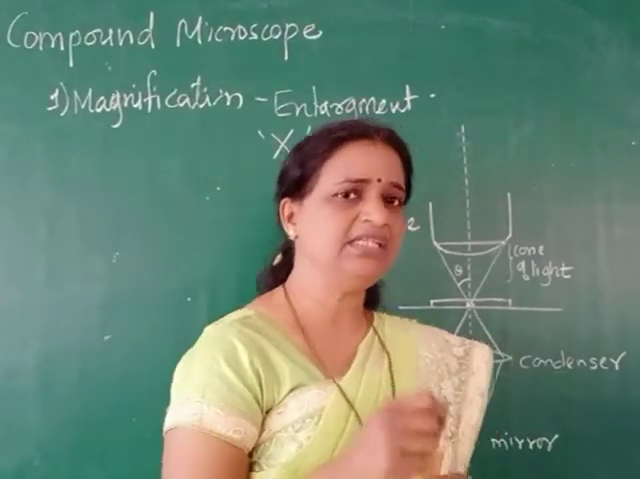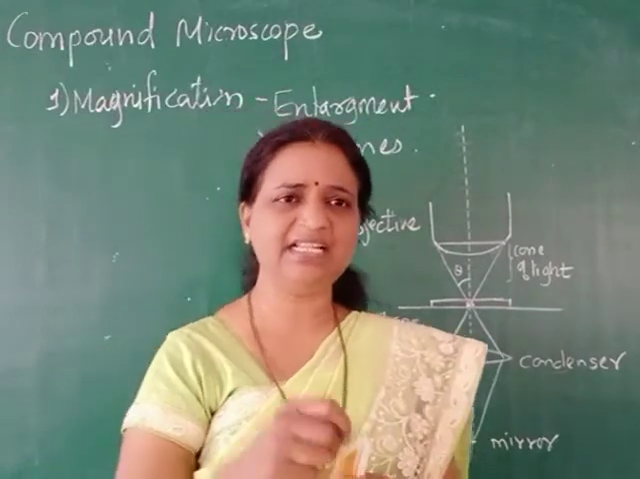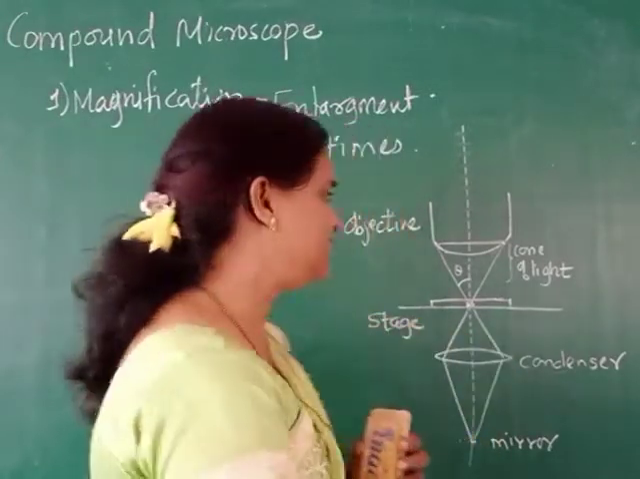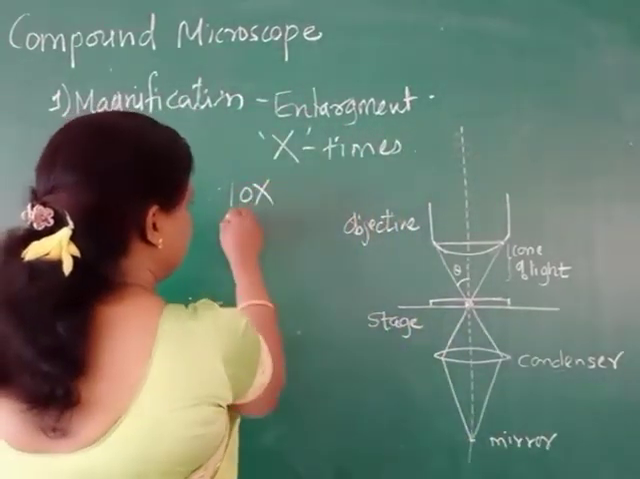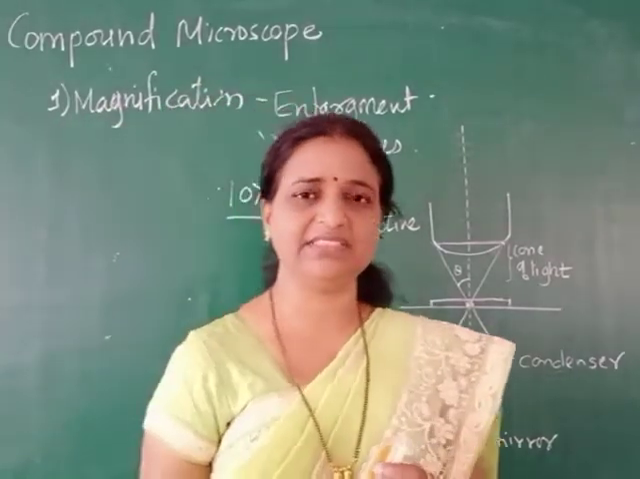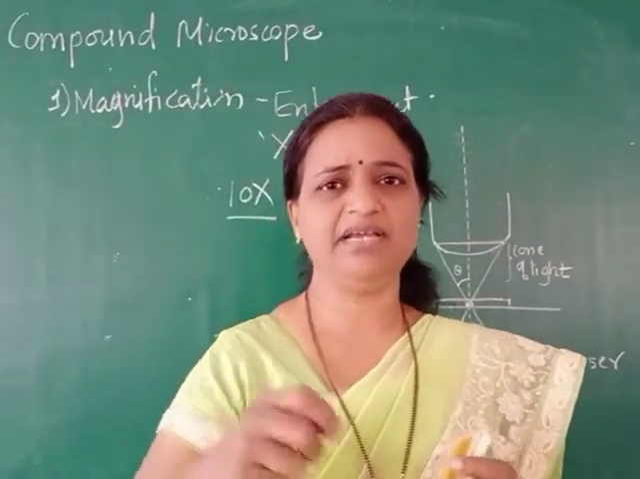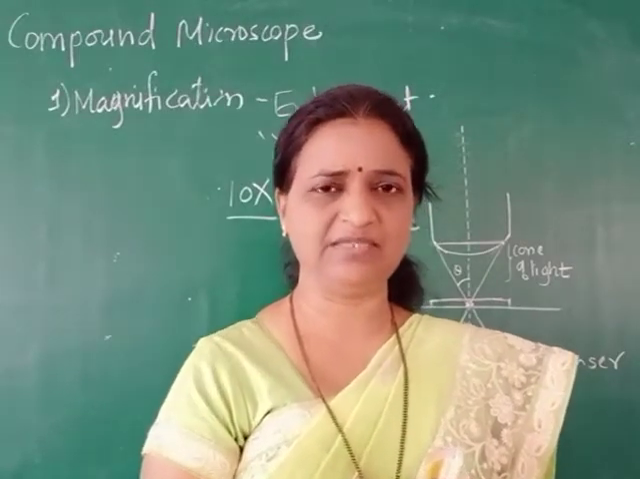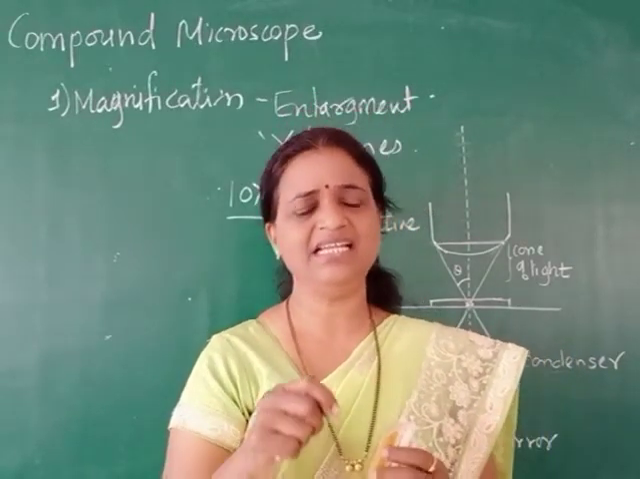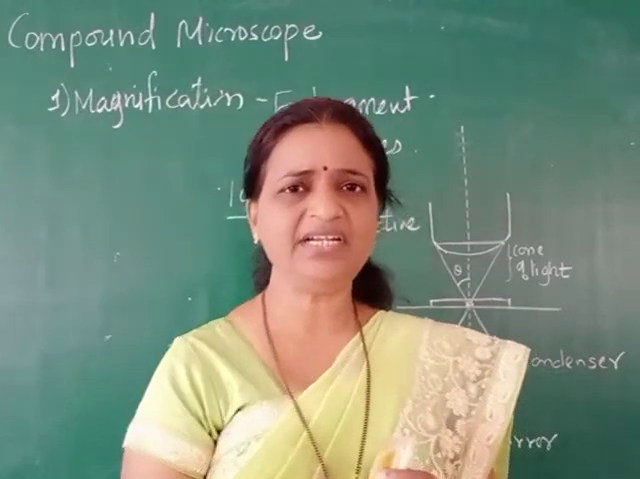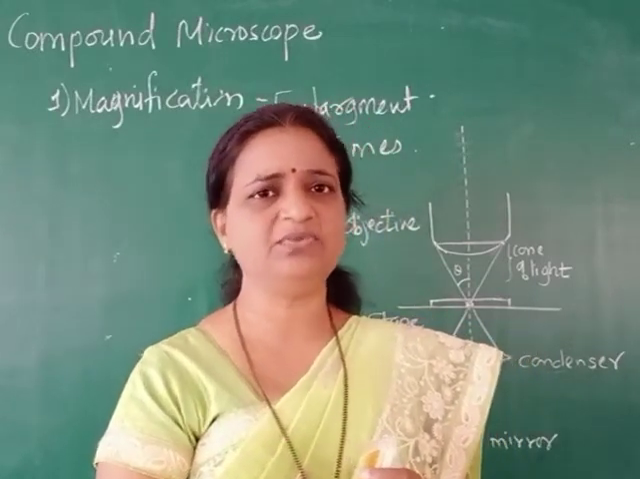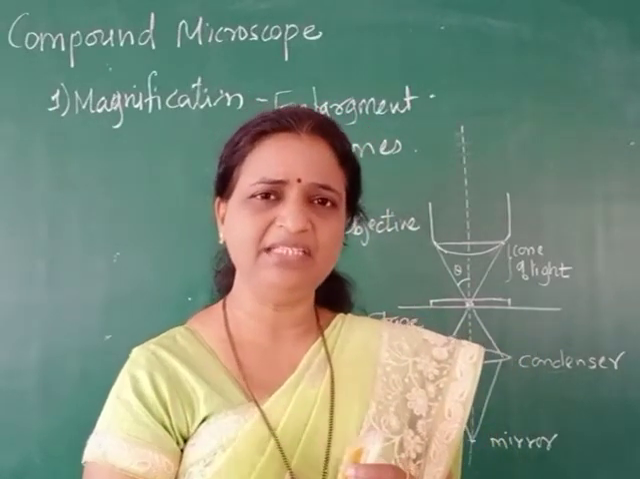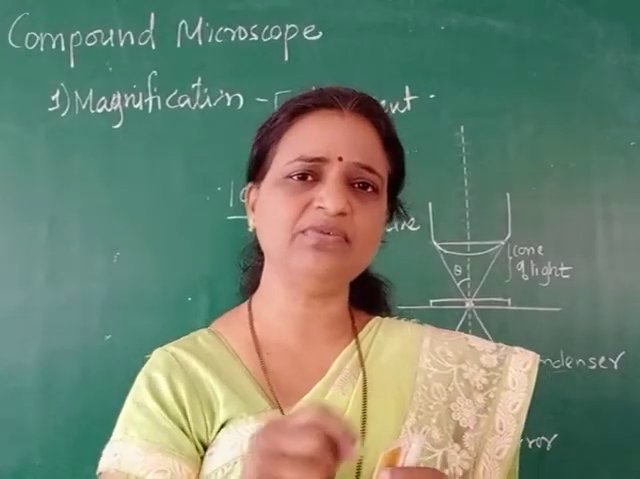For example, suppose we have a lens that is labeled as 10x magnification. The lens having 10x magnification means the lens can magnify the image to 10 times the original size. So that is x. X indicates how many times the object was magnified, and that magnification is given in terms of x.